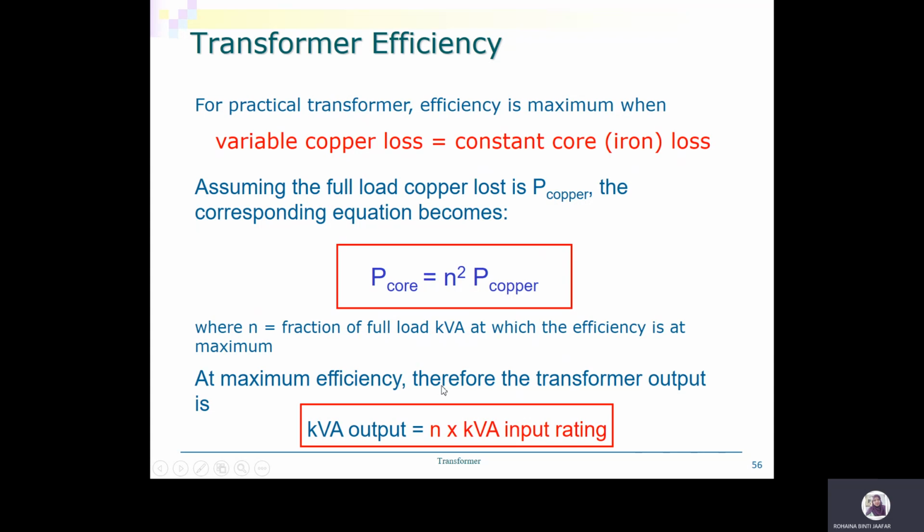So at maximum efficiency, the transformer output is the kVA output, or S. So kVA is your S actually. So S output equals N, the fraction of full load, times S input. So this one is S output.